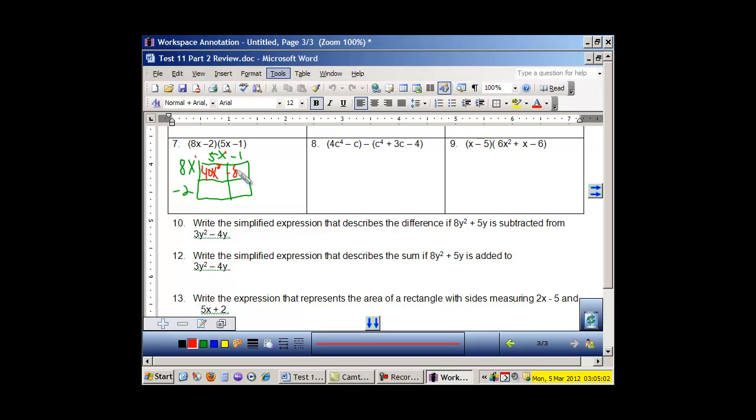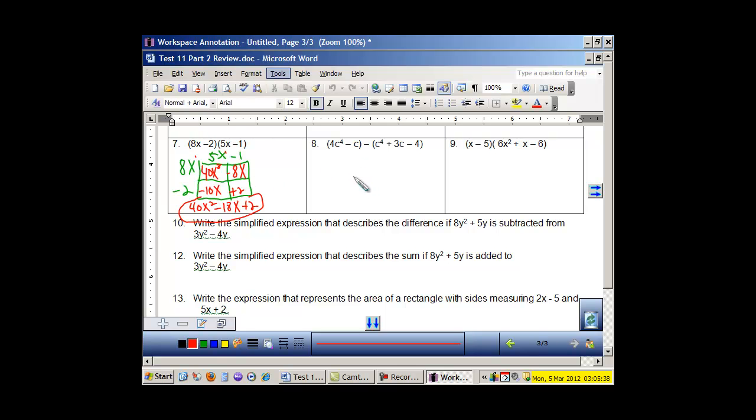Minus 8x, negative 1 times 8x. On the second row, we have 5x times negative 2 is negative 10x. Negative times a negative is a positive. 2 times 1 is 2. Done. 40x squared, negative 8x, negative 10x, which is negative 18x, plus 2. We're done.